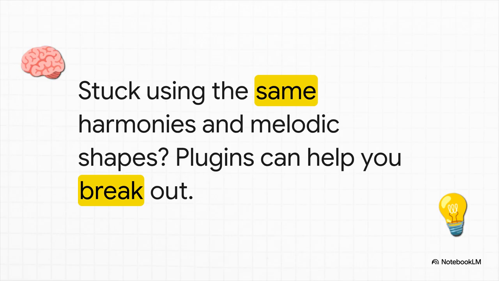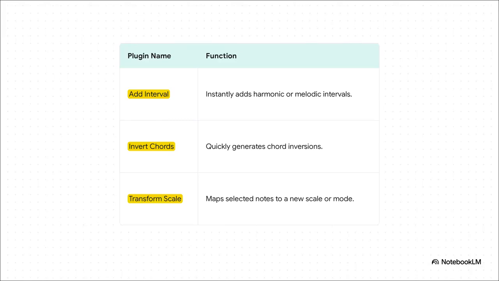So, instead of just staring into the abyss of the screen, imagine this. What if you could ask Sibelius to help you generate new ideas right from the music you've already written? These things are basically compositional power-ups. Take add interval. You can grab a melody and bam, instantly harmonize it with, I don't know, a perfect fourth below every single note. Or invert chords. It lets you take a whole chord progression and just effortlessly create brand new voicings by flipping notes around.